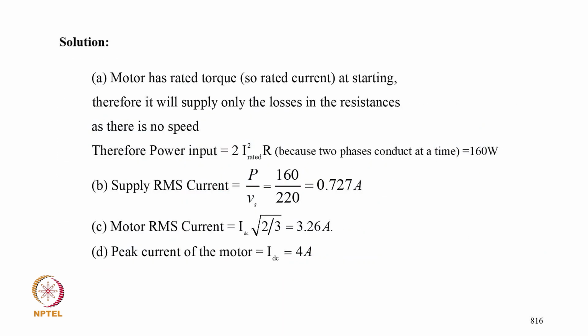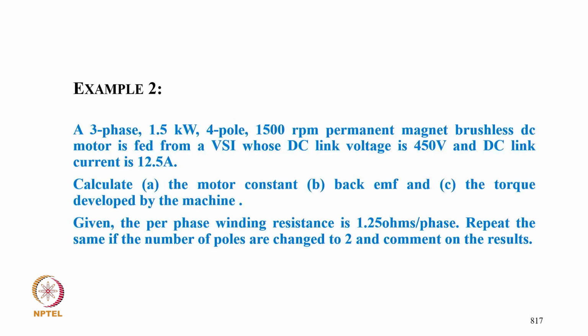So coming to the solution, the motor has a rated torque, so the rated current at starting, therefore it supplies only the losses of the resistance. So therefore the power input is 2 I rated square R because of 2-phase conduction, so it comes to 160 watt. Supply current is P upon Vs, so it comes 160 upon 220, 0.727 ampere, and motor RMS current is IDC times root 2 by 3, 3.26 ampere, and peak current of the motor is IDC, equal to 4 ampere.